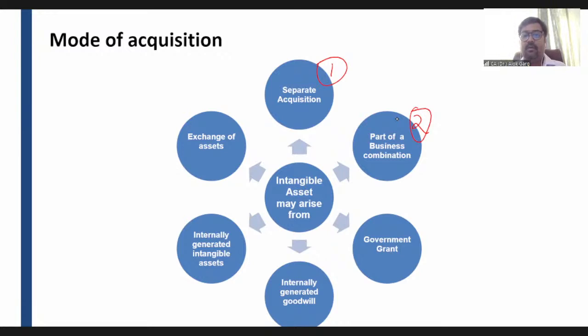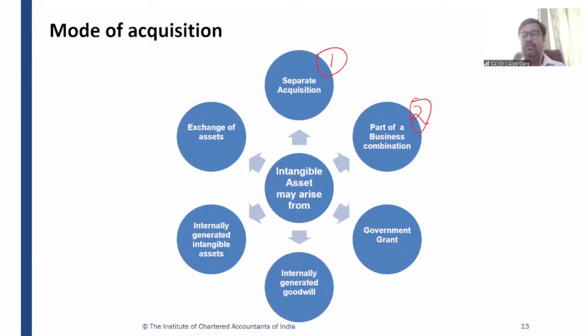Clear? Government grant: like I told you, if you want to do business in a remote area, the government also provides a grant in terms of giving you rights at a concessional rate or free of cost, right? This is the third part which we are also going to discuss. And the government is also providing you the intangible asset in terms of a government grant.